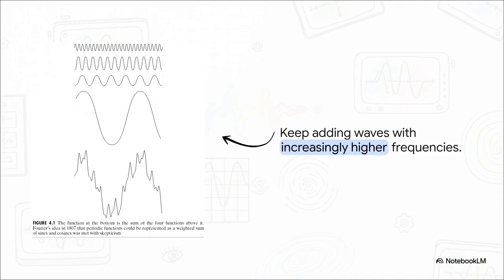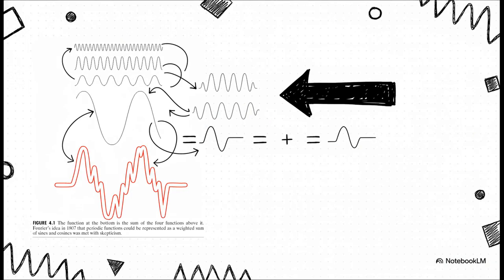Every new wave we add brings another layer of complexity and detail into the mix. And when you add them all up, you get this, a complex, jagged signal that's built from nothing more than those simple, smooth parts. This right here is Fourier's big idea in action. Complex patterns are really just a sum of simple frequencies.